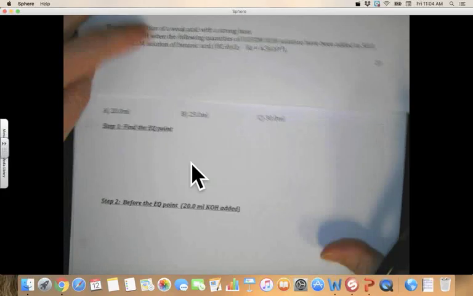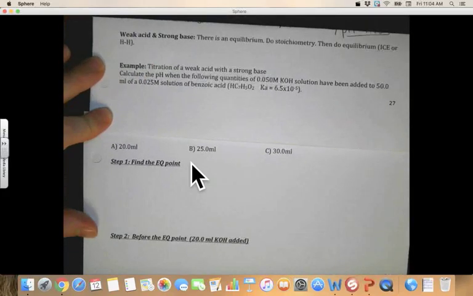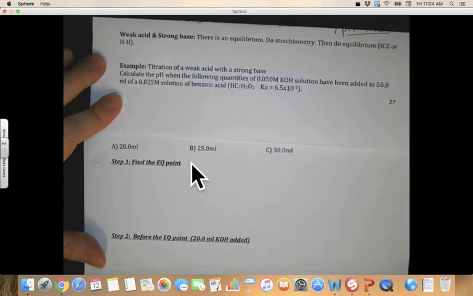Okay, now we're going to look at a different scenario where we have a weak acid and a strong base. So when you've got one weak and one strong, at first you're going to have equilibrium. So you'll have to do some stoichiometry, and then you'll deal with the equilibrium. And so you can either use ICE or Henderson-Hasselbalch, or both. And so we'll see how that works.